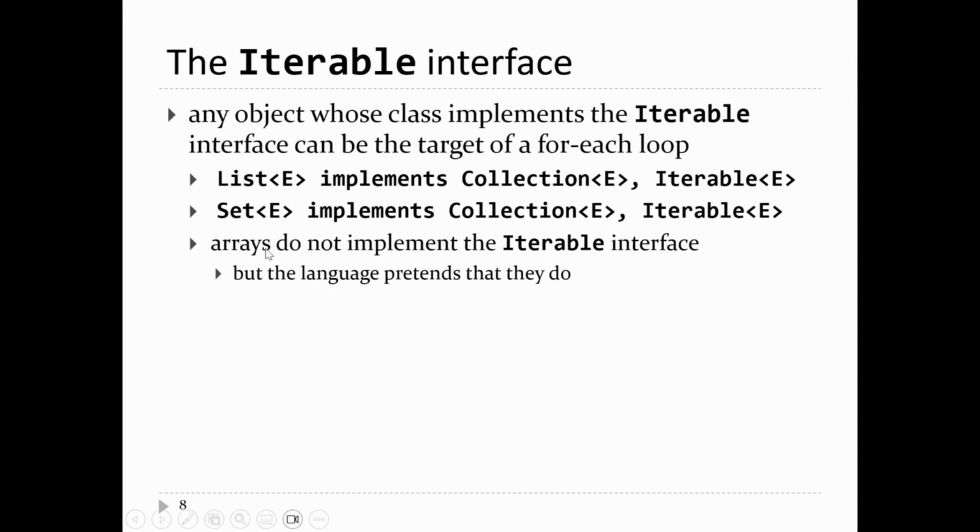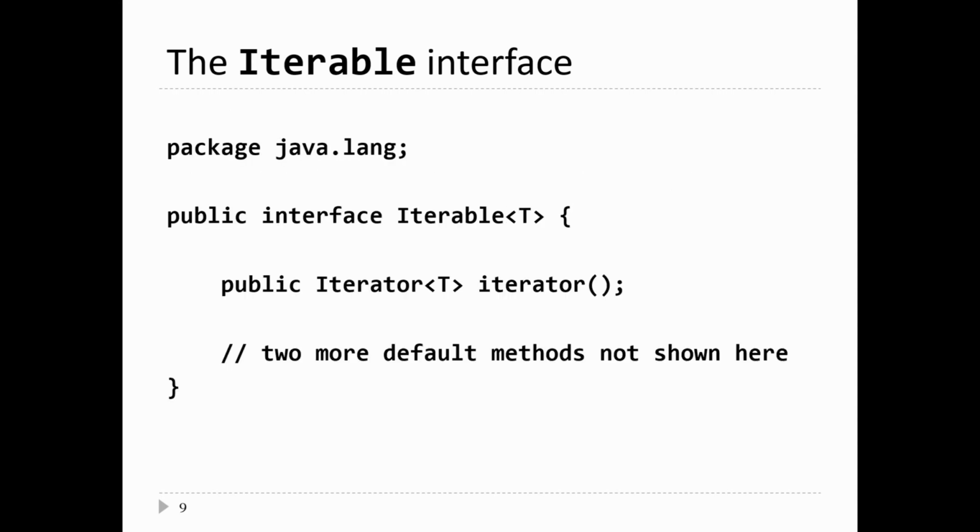You might remember that in an array, you can also write a for each loop. It's a quirk of the language that arrays don't implement iterable. The language pretends that it does, but it doesn't actually implement iterable. Remember, iterable is the interface that lets you iterate over a sequence. All that it does is provide an iterator method. The iterator is the thing that knows how to iterate over the sequence.